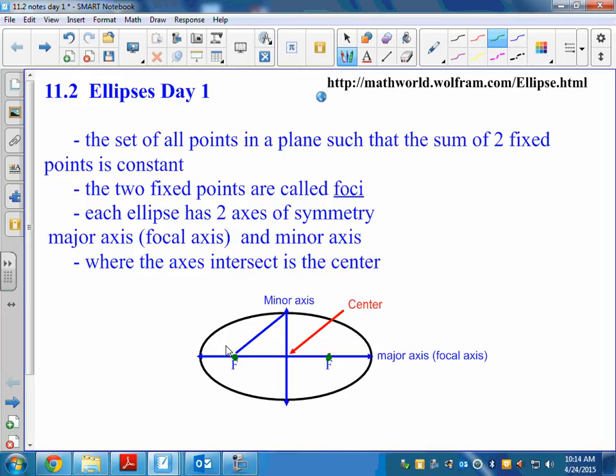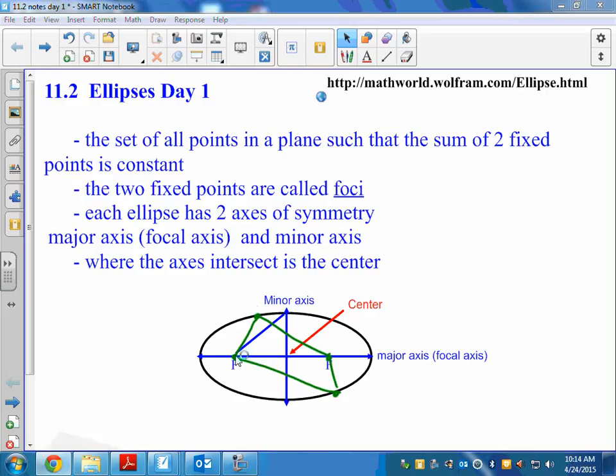foci. If at any point on this ellipse you drew a line connecting these two, the sum of these two lines is always the same everywhere on an ellipse. So over here, this sum is the same as that sum there. And so it's really cool. I used to take a thumbtack and a piece of string and show this before I had a smart board.